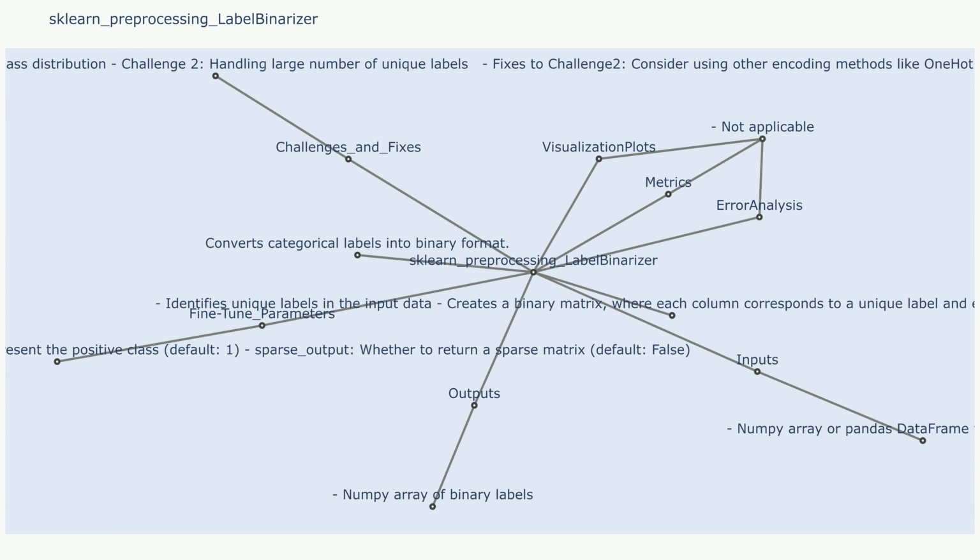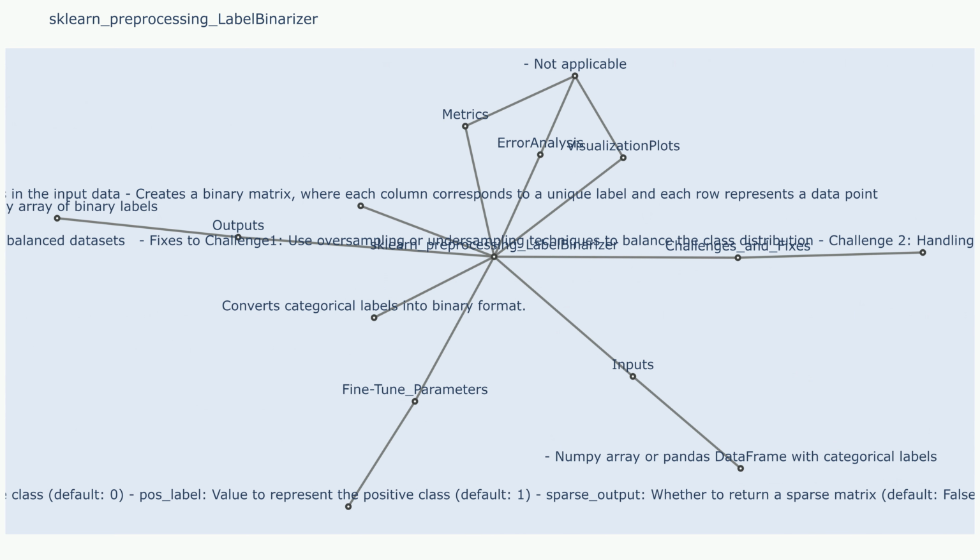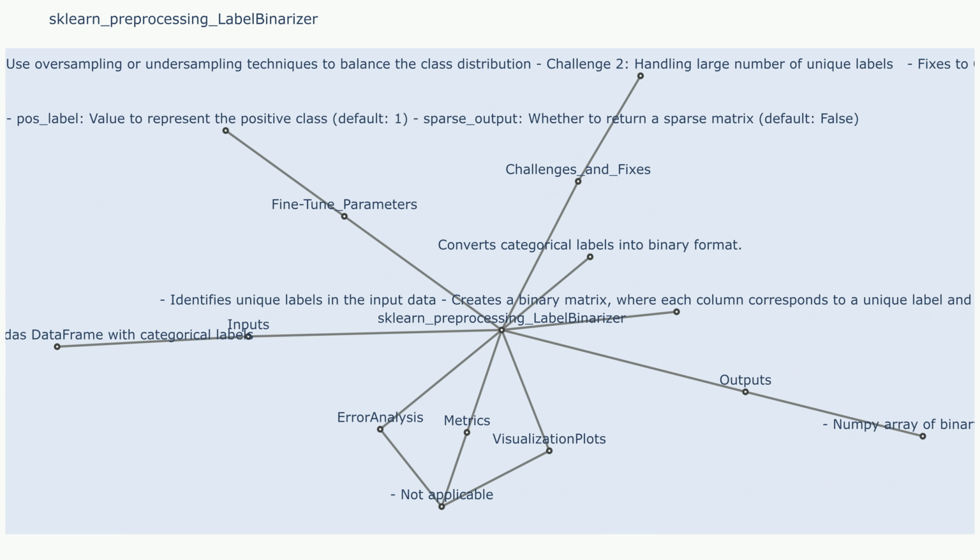Challenge 1: unseen classes. If the input data contains a class not encountered during training, LabelBinarizer will fail to encode it. Sample use case that resulted in challenge 1: a dataset containing animal names, where a new animal species is introduced during prediction. Fixes to challenge 1: use a robust encoding technique like one-hot encoding, which can handle new classes gracefully.